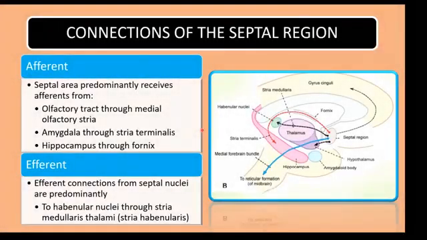For the connections of the septal region, we will start with the afferent connections. These are connections that are coming to the septal region. Most of the major regions that connect to the septal region are: one, the olfactory region, by means of the olfactory tract. Then the next is the amygdala. The amygdala connects to the septal region through the stria terminalis, and also the hippocampus, through its main efferent, which is the fornix.